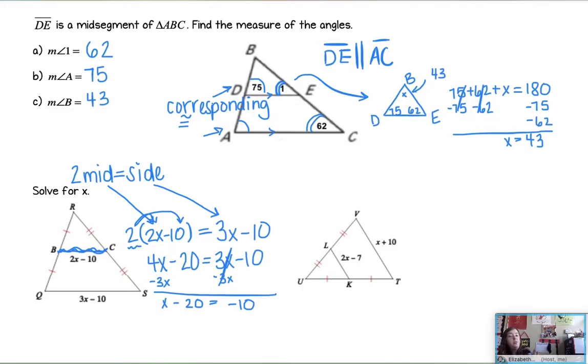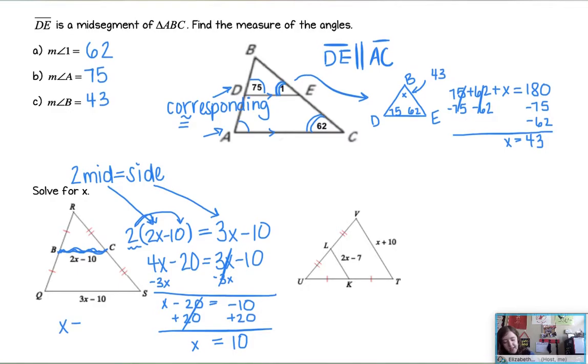What do we have to do with that 20 to bring it over to the other side? Very good. Yeah, so I'm subtracting 20. To bring it over to the other side, we're going to add it on both sides. Beautiful. So negative 10 plus 20 is positive 10. So x equals 10.